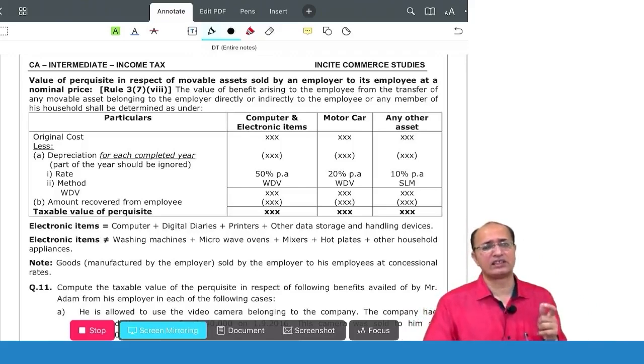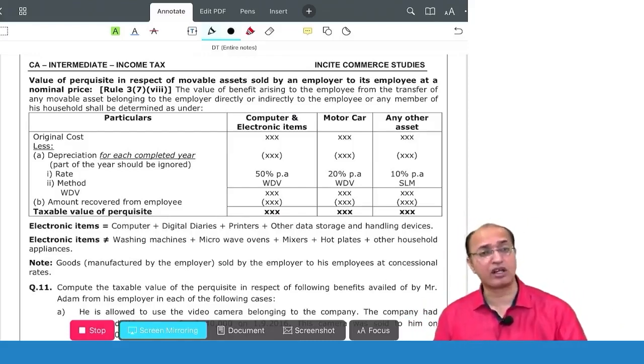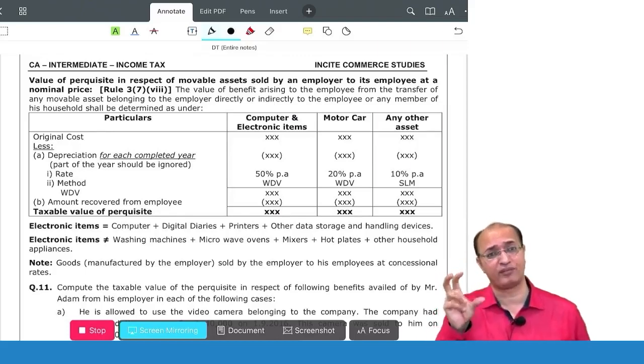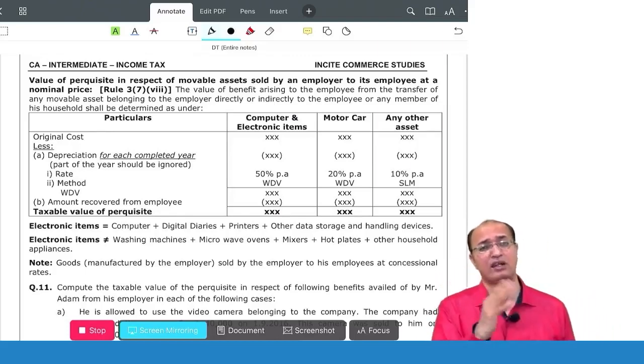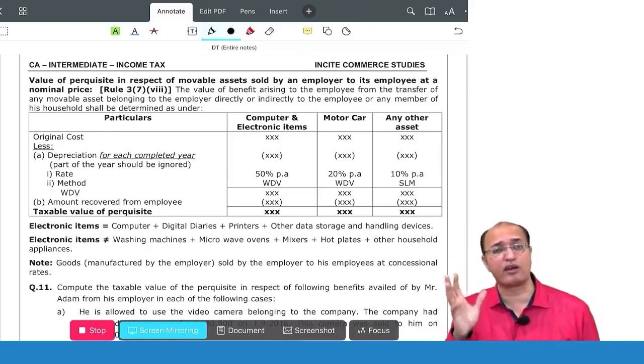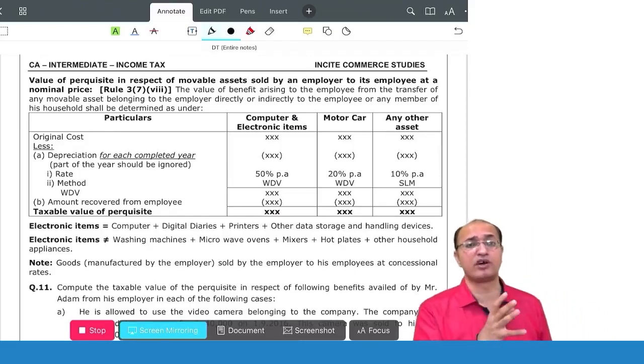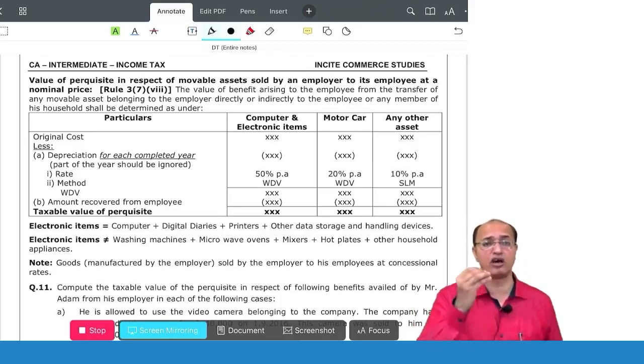So in this case, for ascertaining the benefit, for ascertaining the perquisite value, what we are going to do now? We are going to make a working note. In your 11th standard or 12th standard, you might have come across the chapter of depreciation. You know that whenever the asset is sold, you make a separate working note for the purpose of calculation of profit or loss on sale of asset.